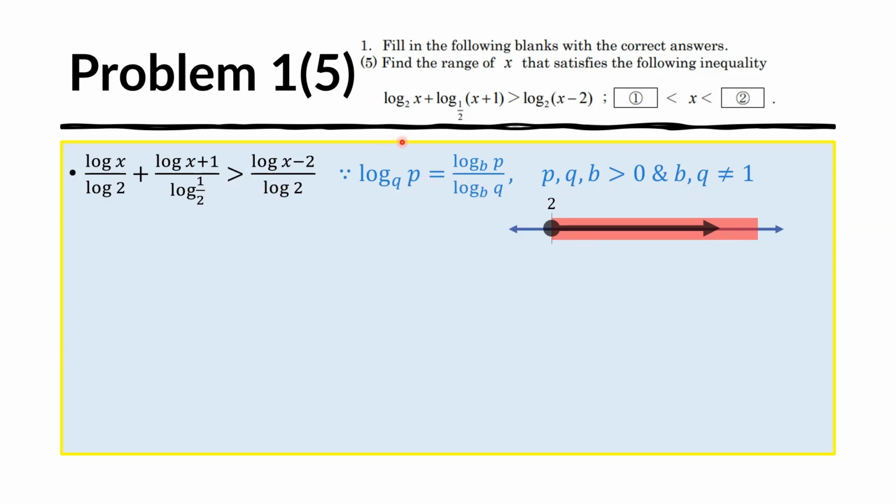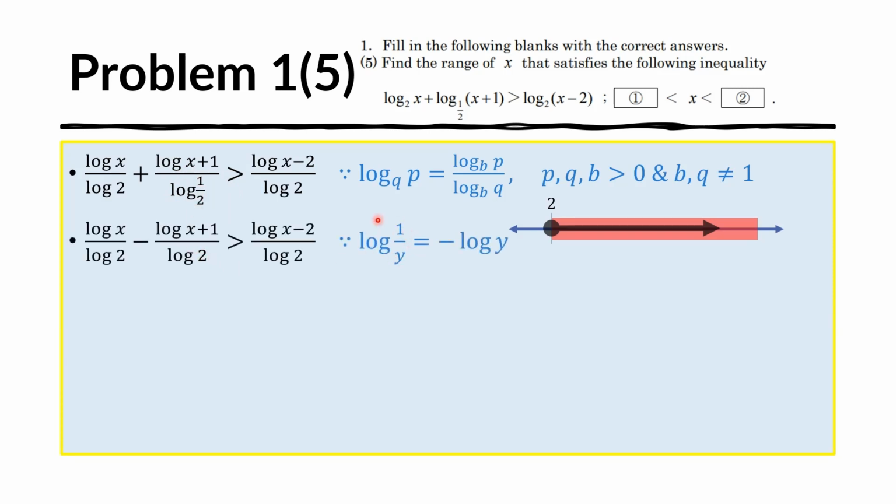Now, we just write each term using this identity, and we will use, in this case, the base e. So this becomes log of x over log of 2. So x in the numerator, 2 in the denominator. Here we have x plus 1 in the numerator, 1/2 in the denominator. Here we have x minus 2 in the numerator, and then 2 in the denominator.